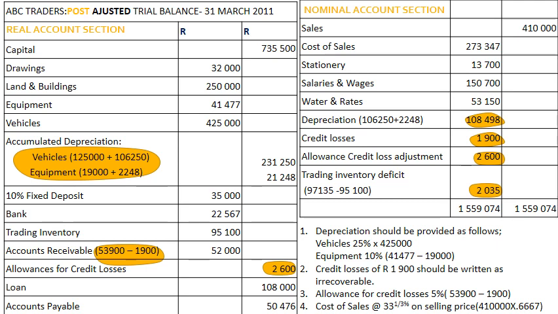Stationery value doesn't change. It was not affected by additional information. The same thing with salaries and wages. We've already brought in the adjustment accounts: depreciation, the credit losses, the allowance for credit loss adjustment, as well as the trading inventory deficit. We can then balance the trial balance. If the two sides balance, meaning if the debit equals the credit side, we are good to go with the next stage of preparing the statement of profit or loss and other comprehensive income.